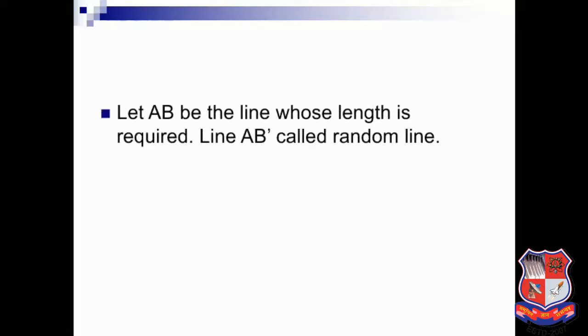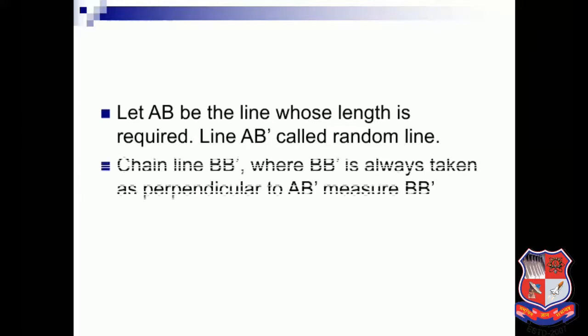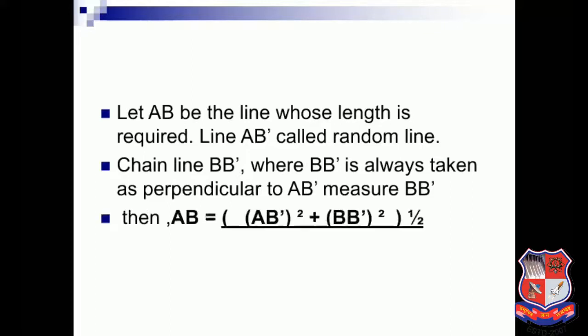Let AB be the line whose length is required. Line AB' is called the random line. Then the chain line BB', where BB' is always taken perpendicular to AB', is measured. Then AB is equal to (AB' square plus BB' square) whole raised to 1 by 2.